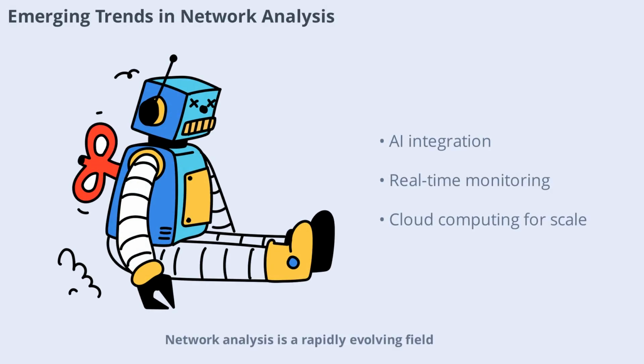Network analysis is a rapidly evolving field. Emerging trends include the integration of artificial intelligence, real-time network monitoring, and the use of cloud computing for large-scale analyses. These advances are expanding the scope and power of network analysis, enabling researchers to tackle ever more complex biological questions.